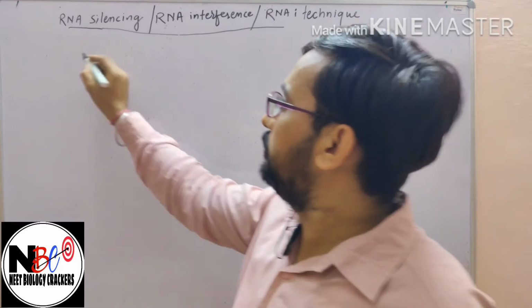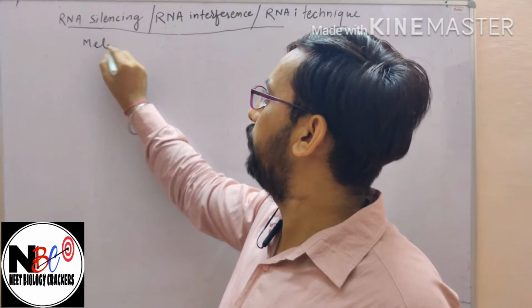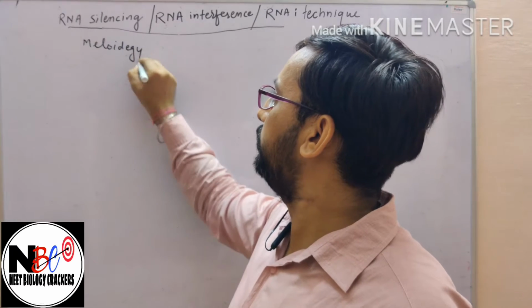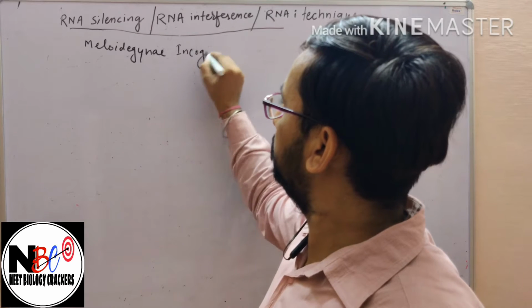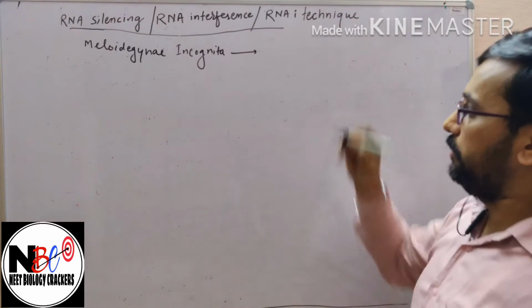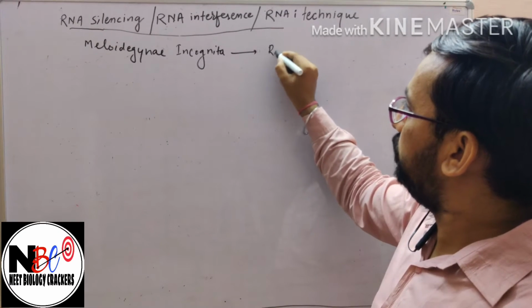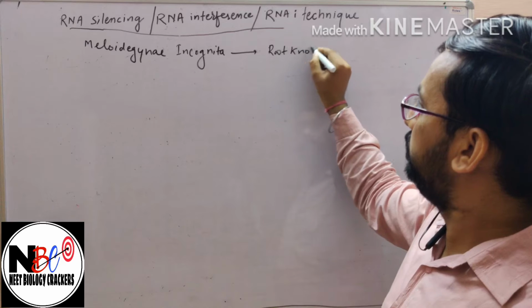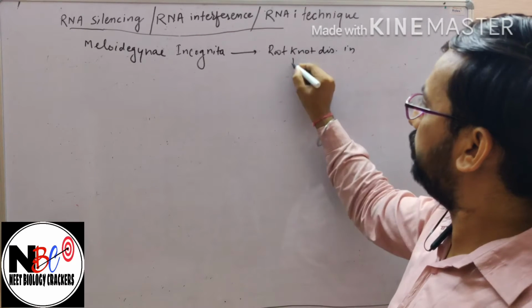So in this there is a nematode named Meloidogyne incognita. This nematode forms the root knot disease in tobacco plant.